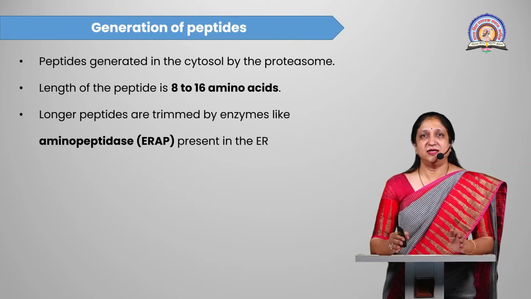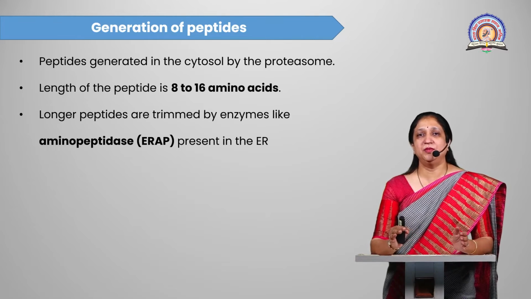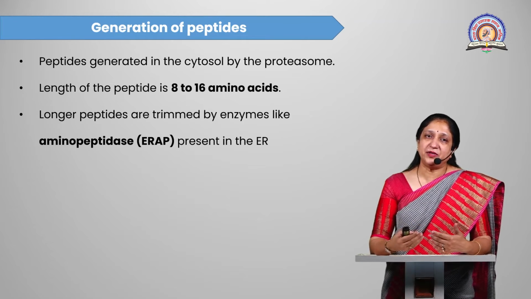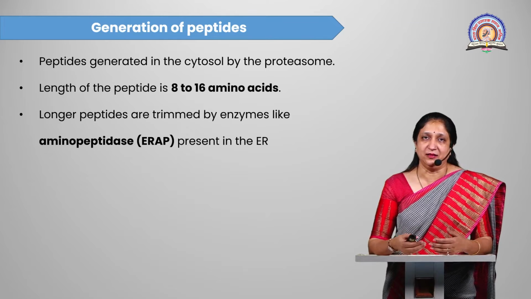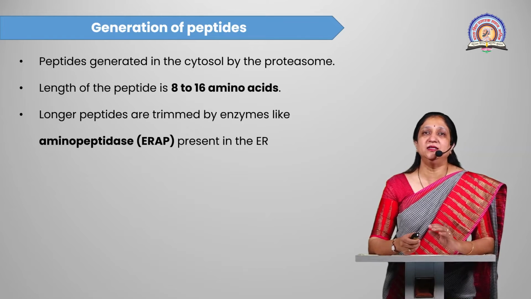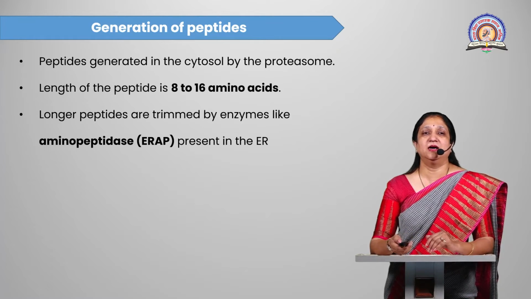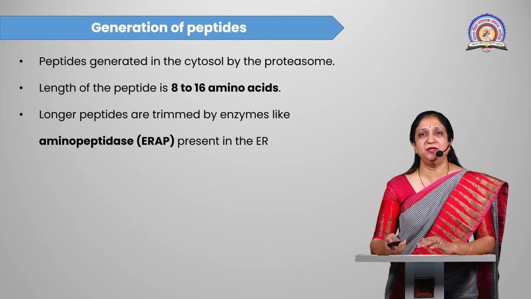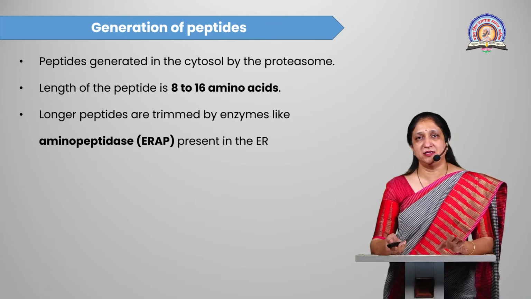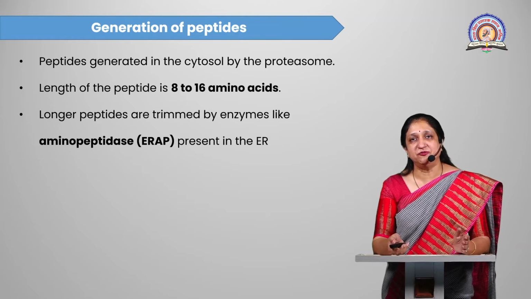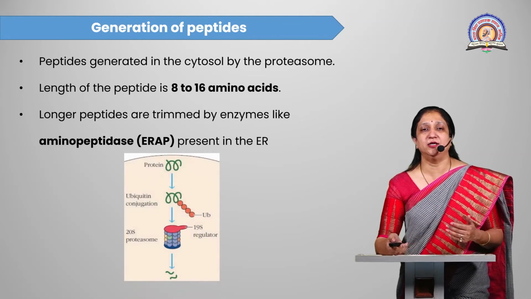These peptides that are generated have a length between 8 to 16 amino acids. Any peptides that are generated with a longer length are cleaved by enzymes present within the endoplasmic reticulum, that is the endoplasmic reticulum aminopeptidase enzyme, abbreviated as ERAP, which cleaves the longer peptides into shorter peptides so that these peptides can be transferred from the cytosol into the endoplasmic reticulum.